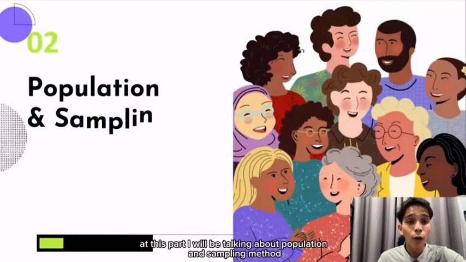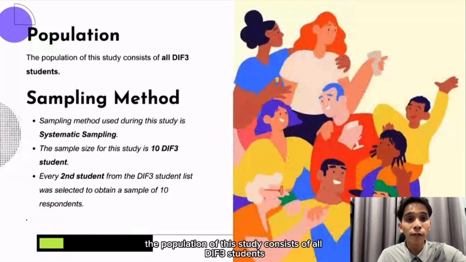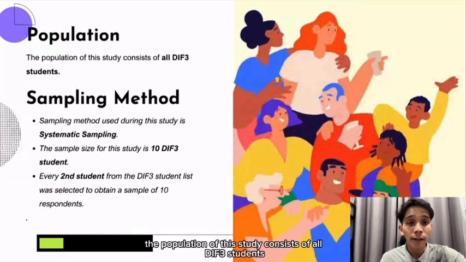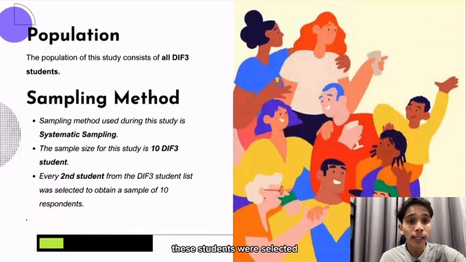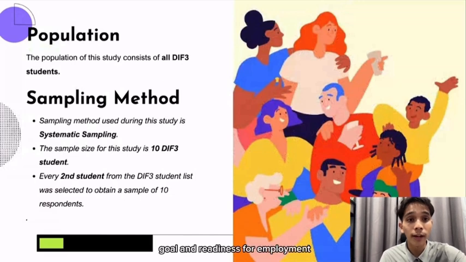At this part, I will be talking about population and sampling method. The population of this study consists of all DIF3 students. These students were selected because they are directly relevant to the research on future career goal and readiness for employment, as well as easily accessible data collection.